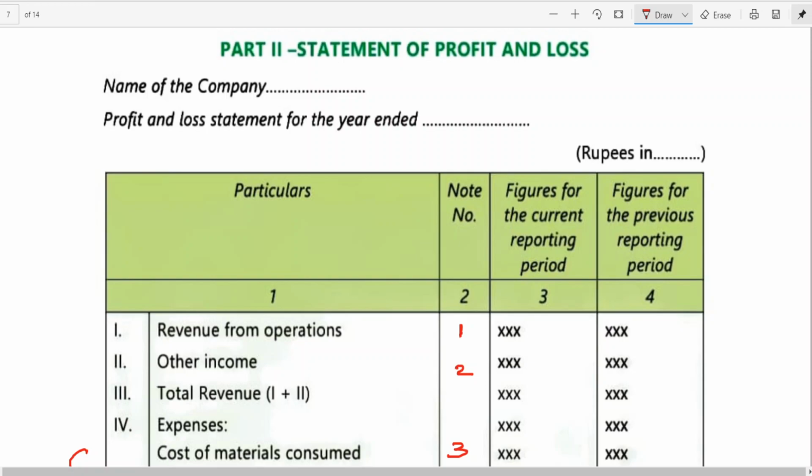But the question you may have now is, sir, without preparing the profit and loss account, the statement of P&L, how will we be able to know the result? That's true. That is why what we normally do is prepare the balance sheet, but we won't fill up the column of reserves and surplus. We will leave the space in notes to accounts and balance sheet.